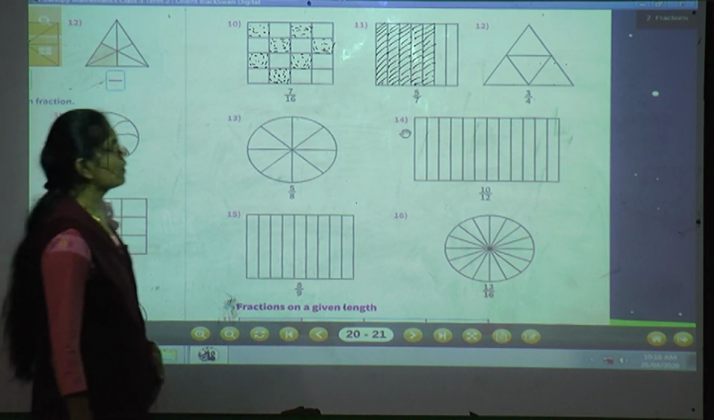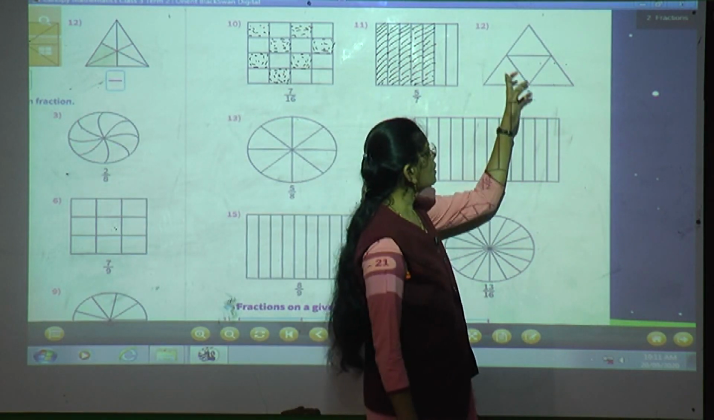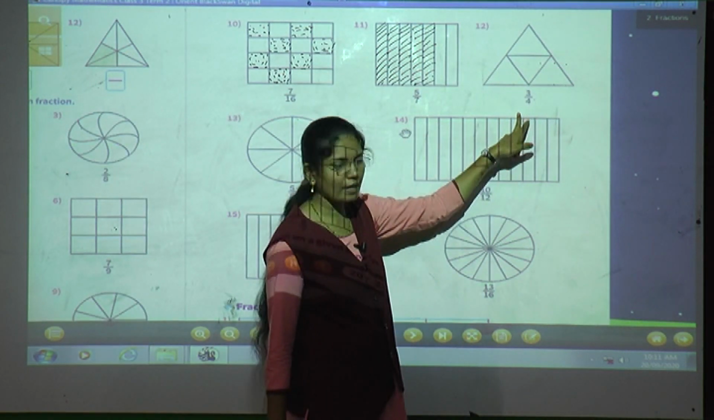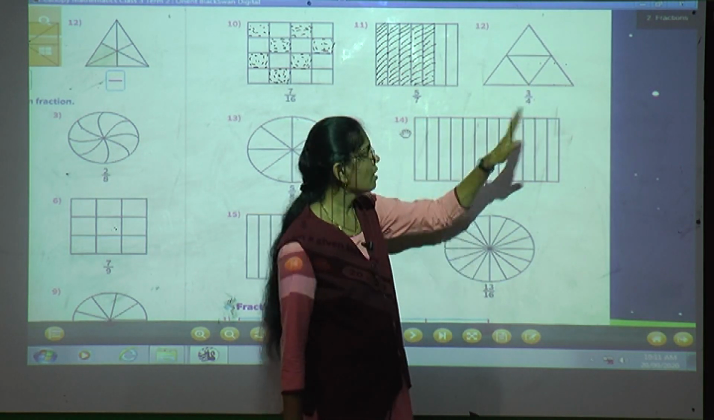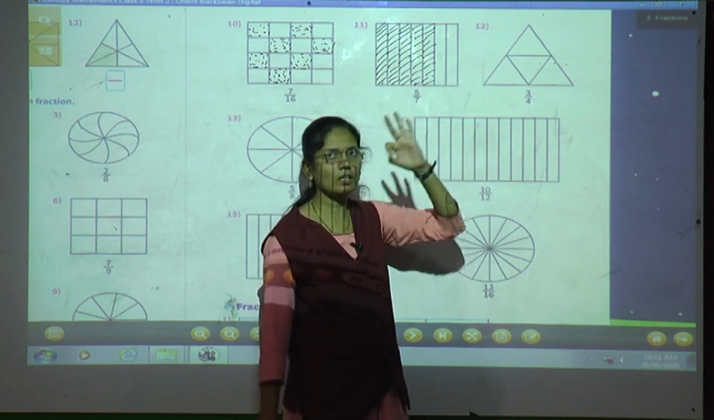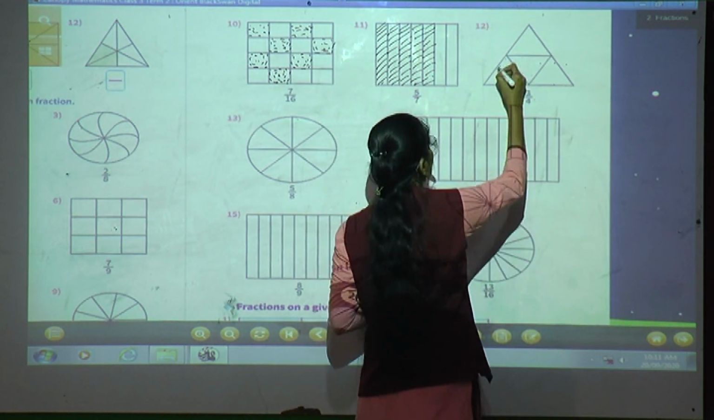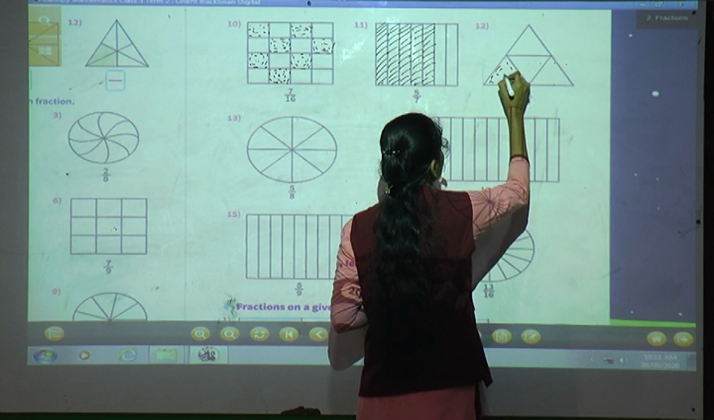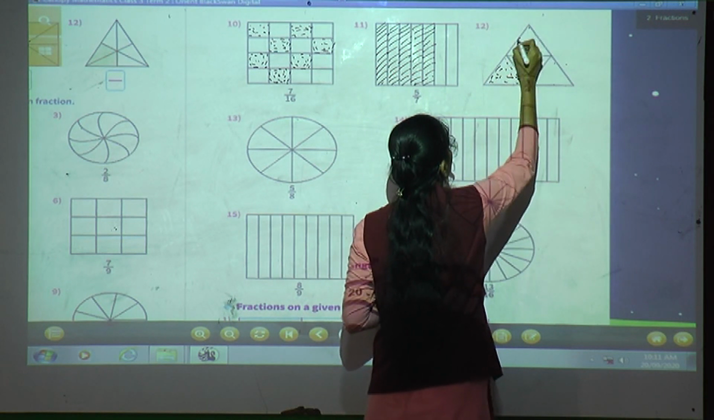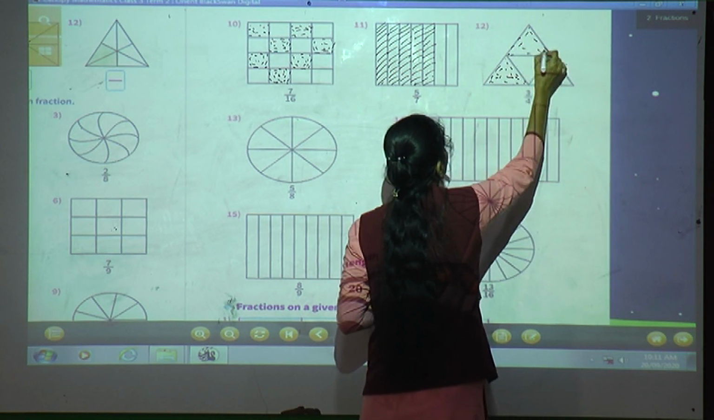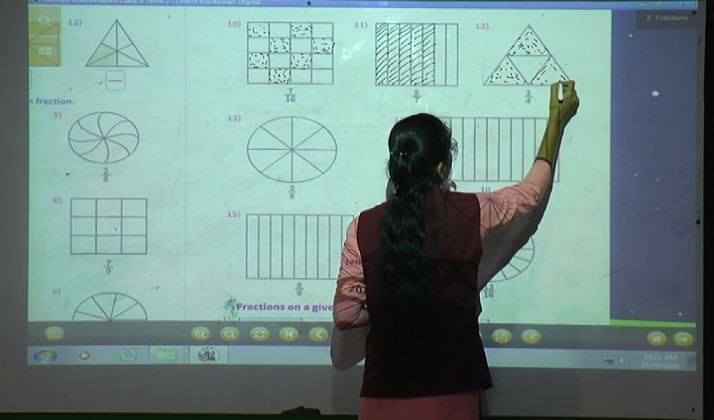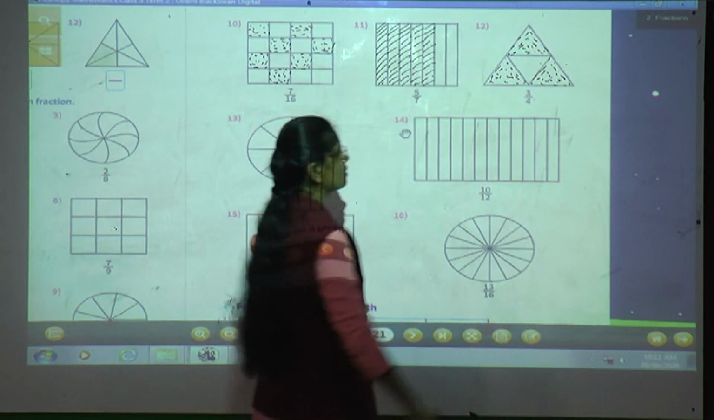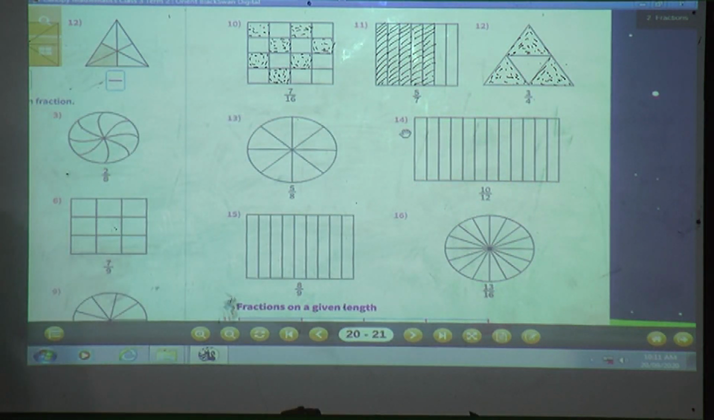Now 12th example. See here. Here the fraction is 3 by 4, means here 1, 2, 3, 4. 4 total parts are there. And from that 4 we have to color 3 parts. Okay, so color all the 3 parts. Yes, this is the 3 by 4.